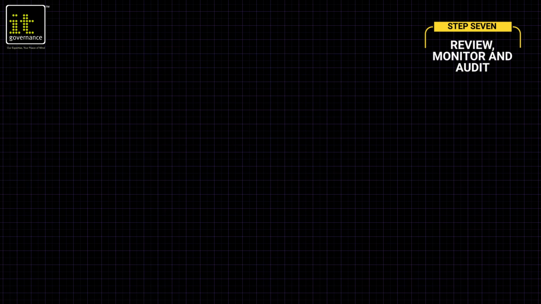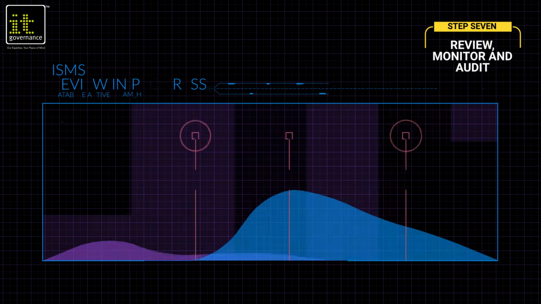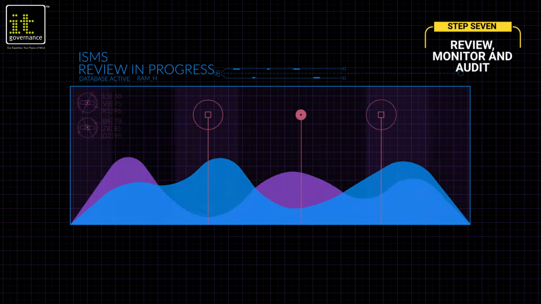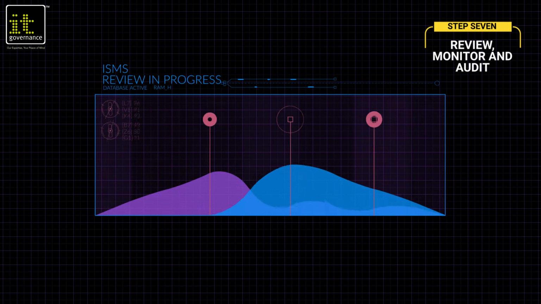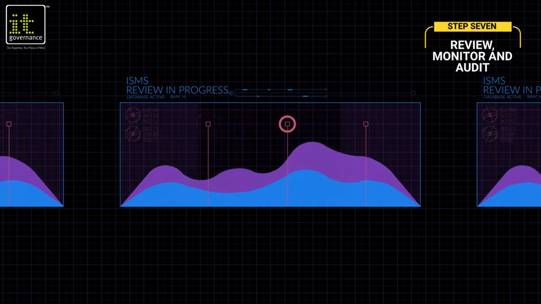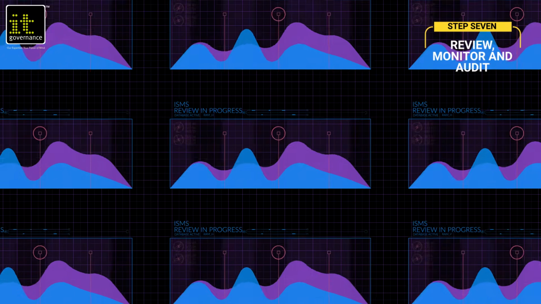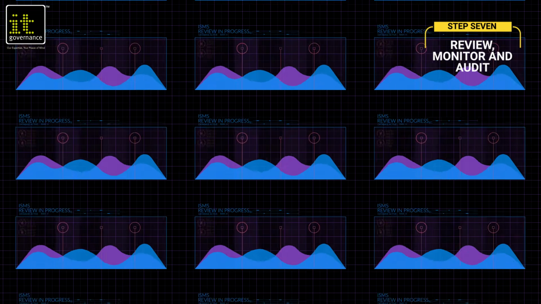Step 7. Review, monitor and audit. ISO 27001 requires your organization to continually review, update and improve the ISMS to ensure it's working as intended. You'll need to repeat the assessment process annually to ensure you've accounted for changes in how your organization operates and the changing threat environment.